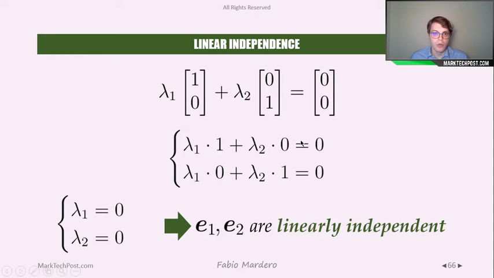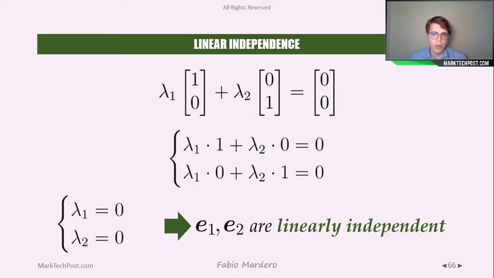This equation can be written as a linear system, where you can see that since we have some coefficients multiplied by 0, the result is simply and inevitably that the two coefficients need to be equal to 0, both equal to 0. We have just proved that E1 and E2 are linearly independent.